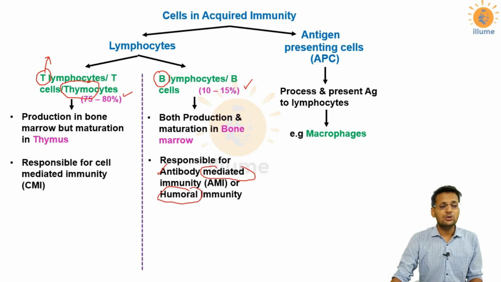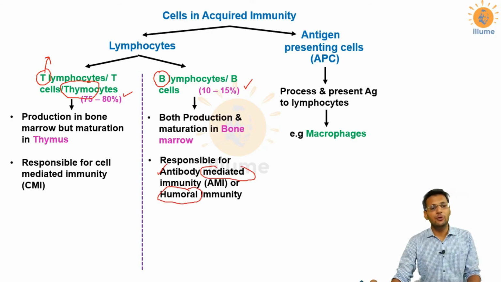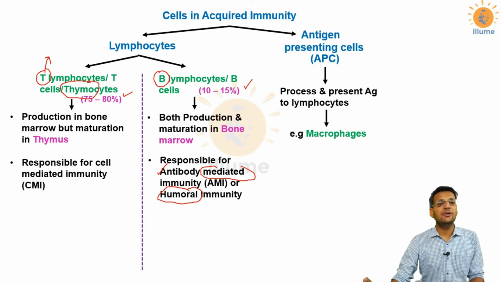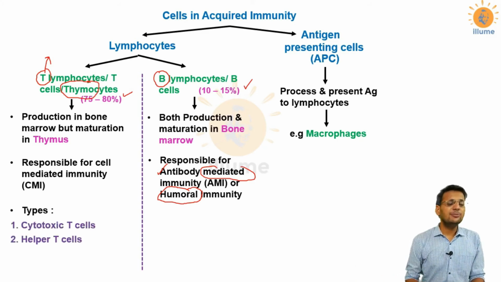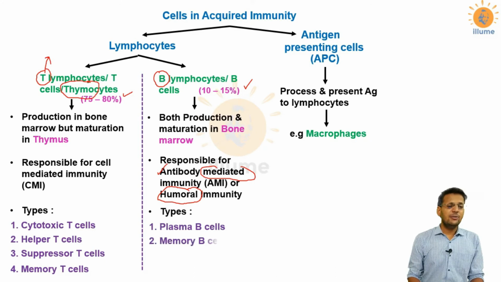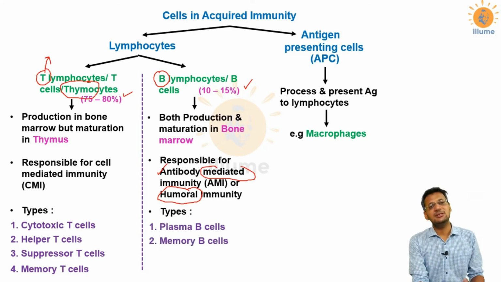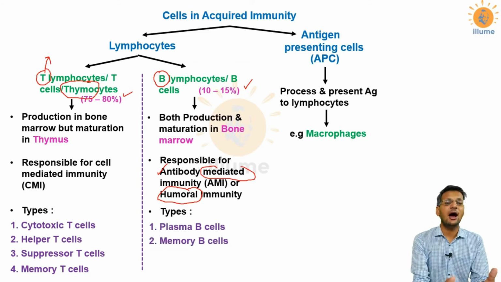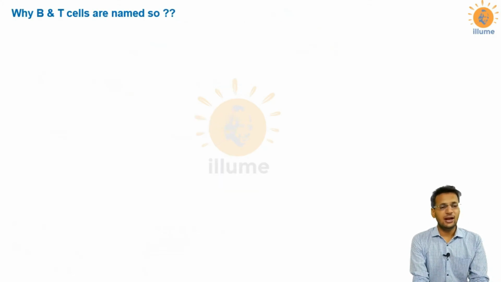Why humoral immunity? Because humor, as we discussed in our last lectures, means fluid, and all antibodies are present inside the blood. That's why the immunity provided by the antibodies present inside the blood is called humoral immunity. There are certain types of T cells: cytotoxic cells, helper cells, suppressor cells, and memory T cells. And B cells are of two types: plasma B cells and memory B cells. Their structures, functions, and how they perform the role of immunity would be discussed in our subsequent lectures. Right now we are talking only about the types of T and B cells.